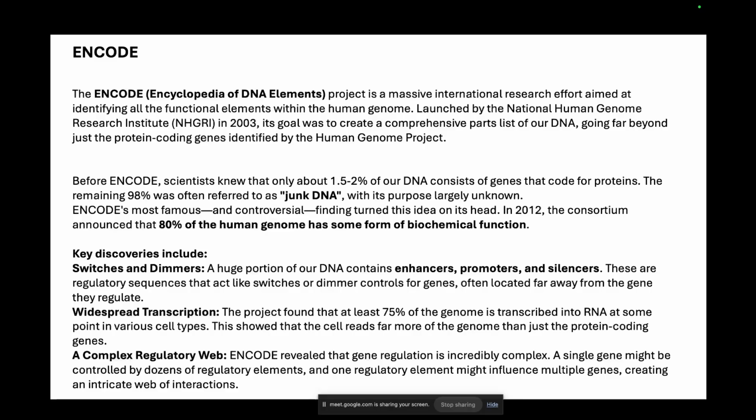And after that, they did some regulatory network analysis, and they found that gene expression regulation is incredibly complex. A single gene might be controlled by dozens of regulatory elements, and one regulatory element might influence multiple genes, creating an intricate web of interactions. So this fact was reinstated, that gene expression is incredibly complex, right?